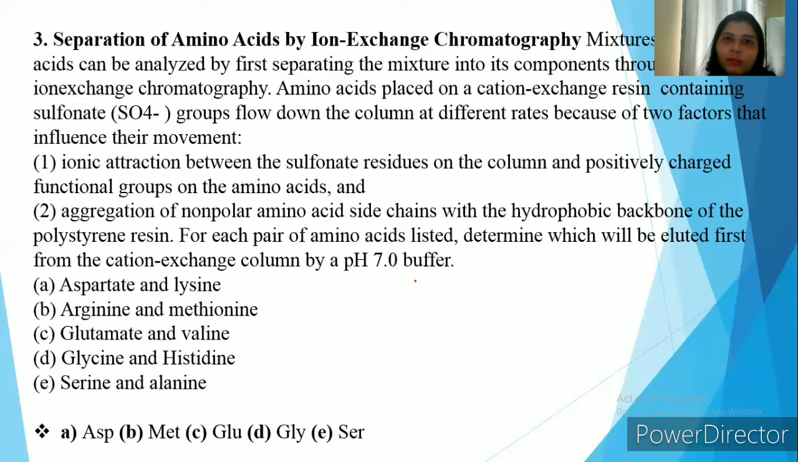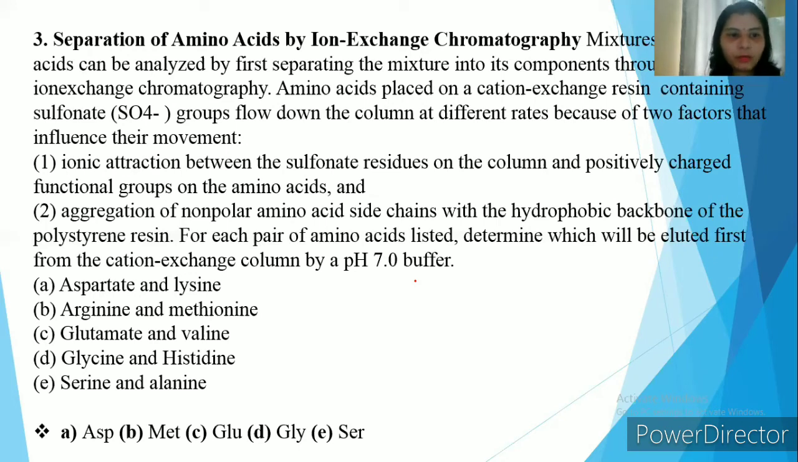So for that question, we have to know the principle of ion exchange chromatography. The principle is very simple. Proteins move through the column according to their net charge at a given pH. Okay. Then with the cation exchanger, a protein with a more negative charge moves faster and elutes first. Protein with a high negative charge moves faster and elutes first. This is the principle.